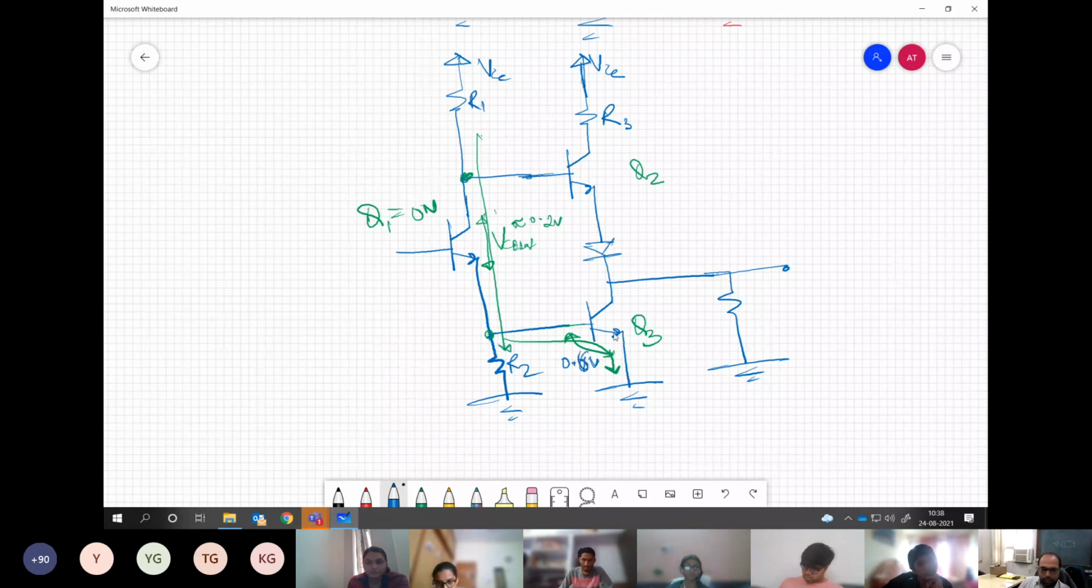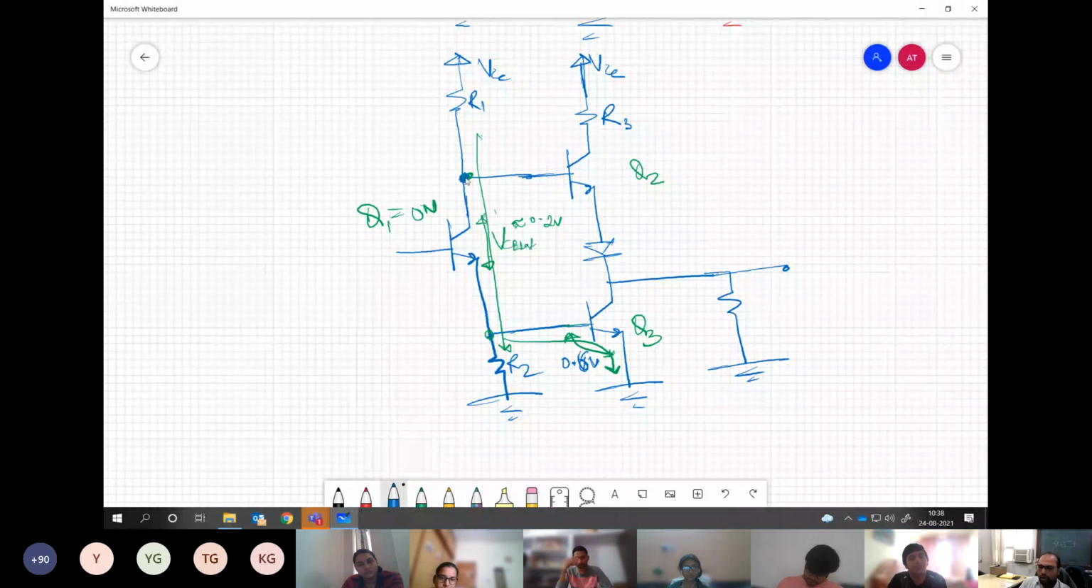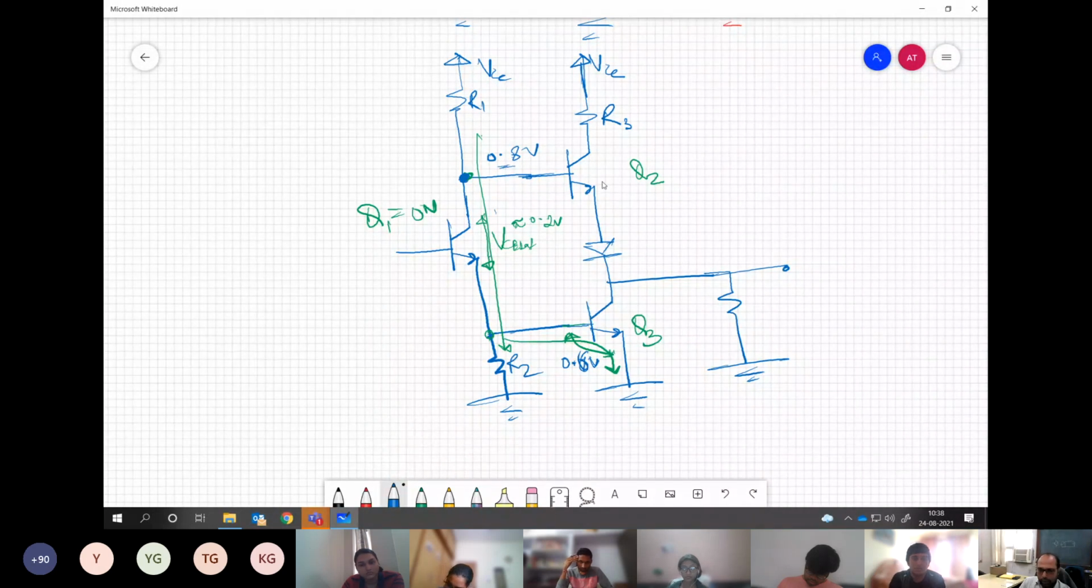Okay, now the moment this Q3 is driven and it is on, this 0.6 volt appears across R2. And then on top of this, we are adding 0.2 volt because this Q1 is also driven into saturation mode. So then what is the voltage at this point? 0.8 volt. Now, is this voltage sufficient to drive Q2 in on mode?